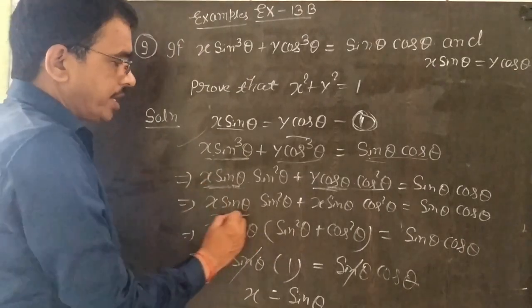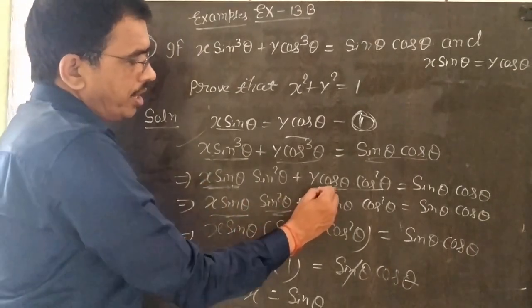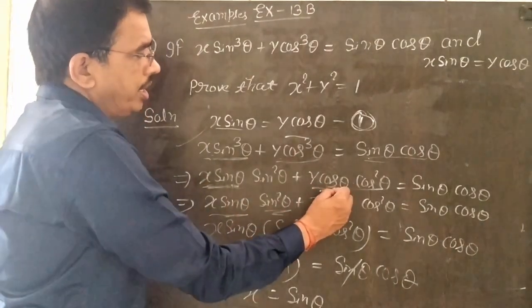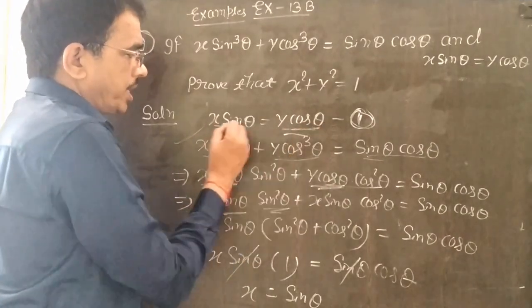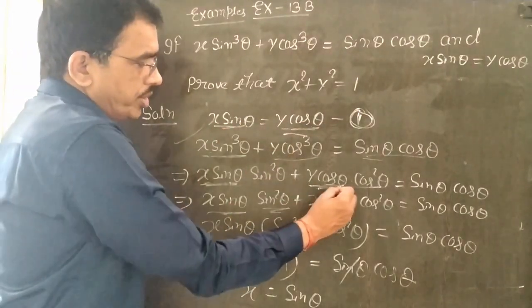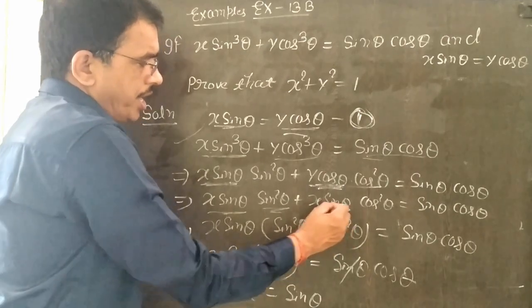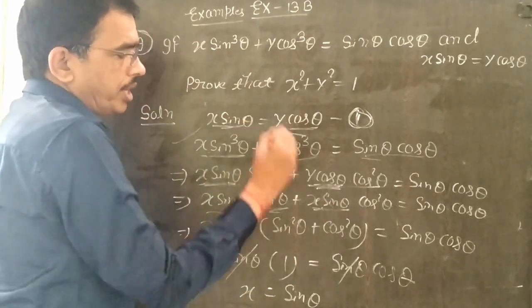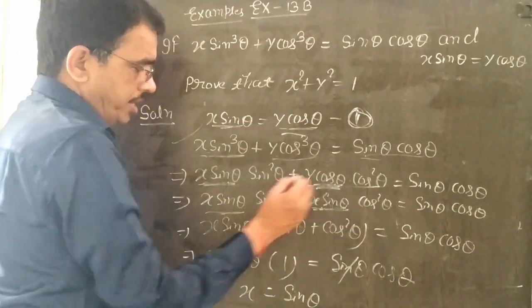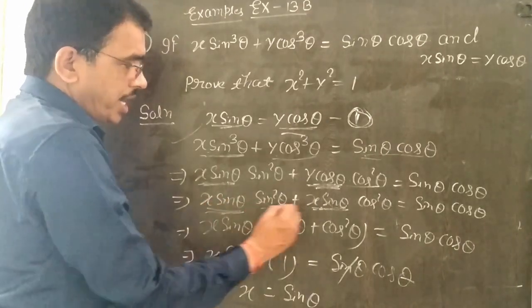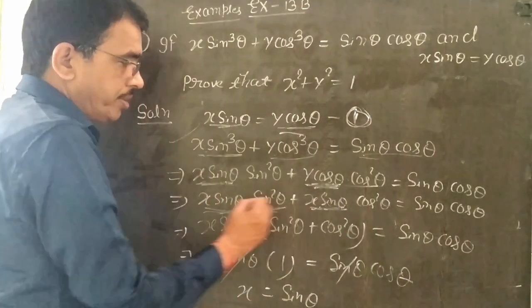Now x sin theta and it is sin square theta, but this y cos theta we write, y cos theta is equal to x sin theta. So this y cos theta is written as x sin theta because both are equal. So I write here x sin theta. And next step, this x sin theta and x sin theta are common between them.